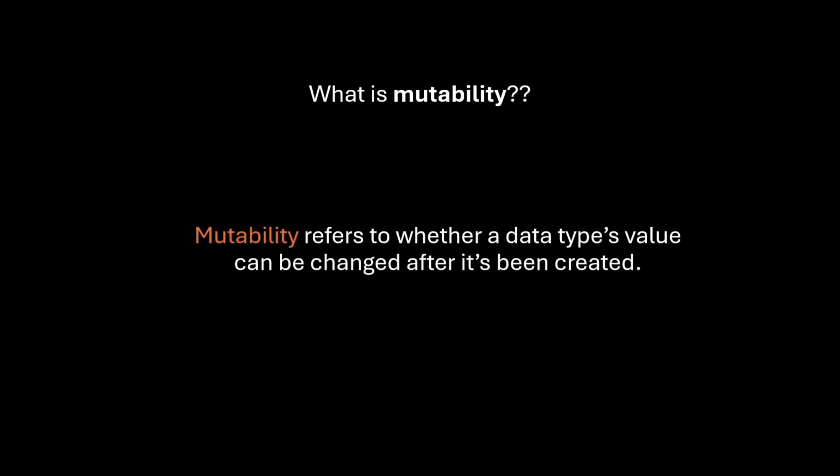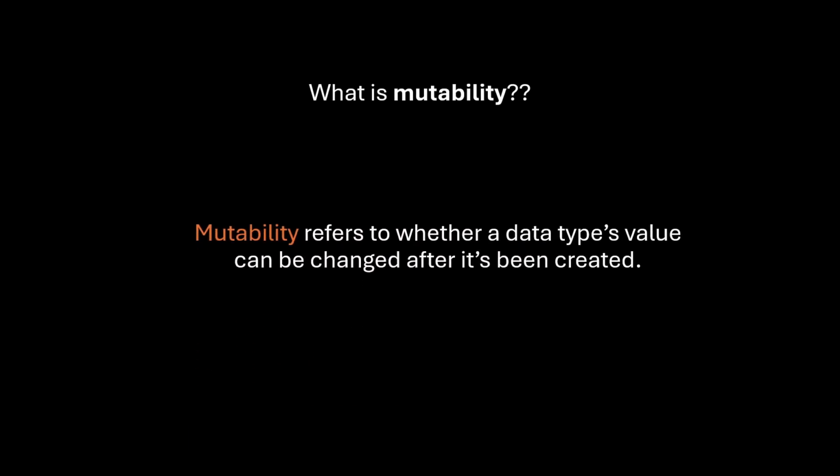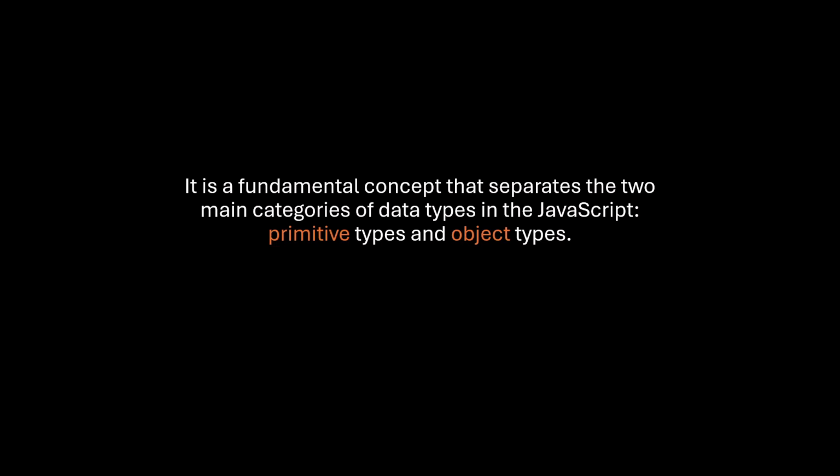What is mutability? Mutability refers to whether a data type's value can be changed after it's been created. It defines the way the two main categories of data types, primitives and non-primitives, store data.